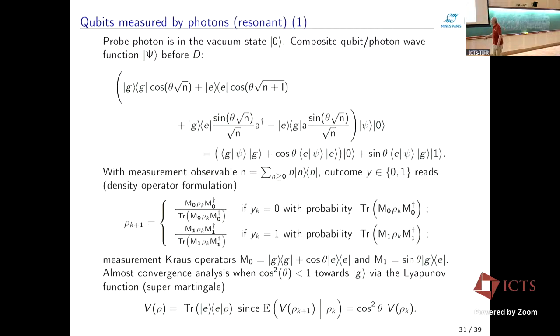I guess that they miss a minus here. Okay, yes, there is a typo here. You have a minus here.